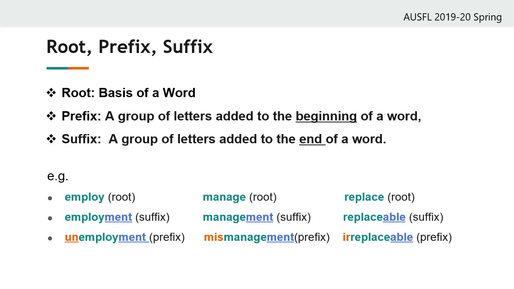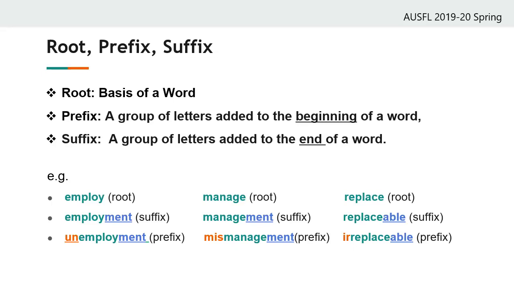Root is the basis of a word. A prefix is a group of letters that is added to the beginning of a word, and a suffix is a group of letters that is added to the end of a word. By adding prefixes or suffixes to the roots, new words can be formed. All these parts have specific meanings, and knowing them helps learners to figure out the meaning of the word.